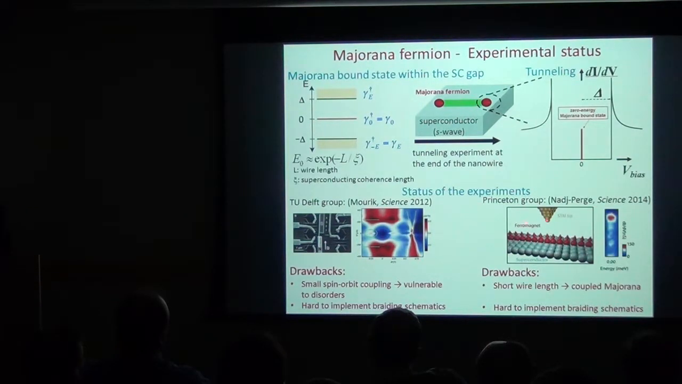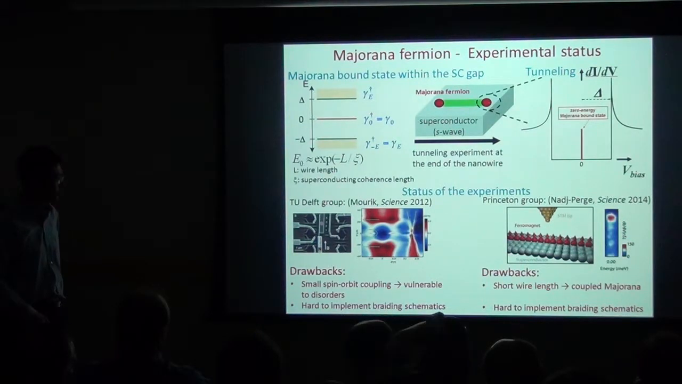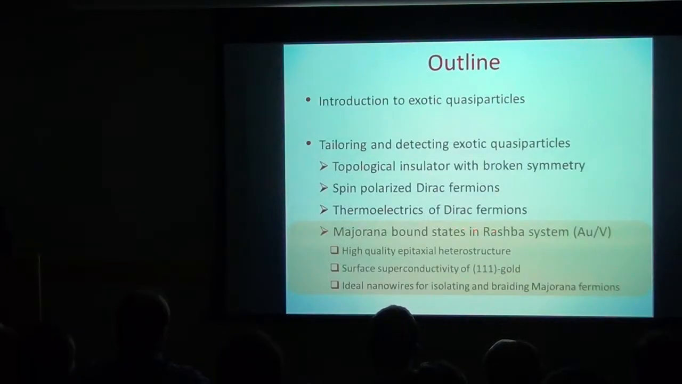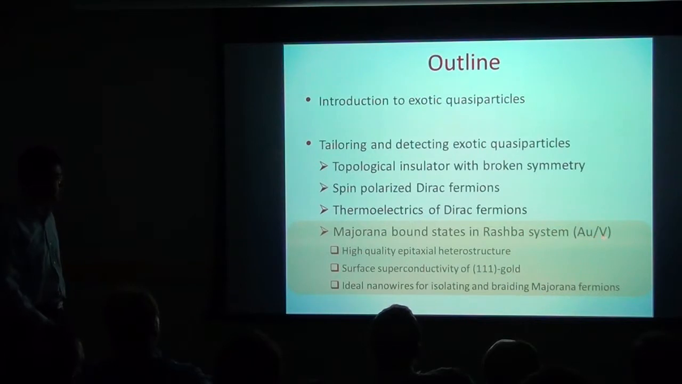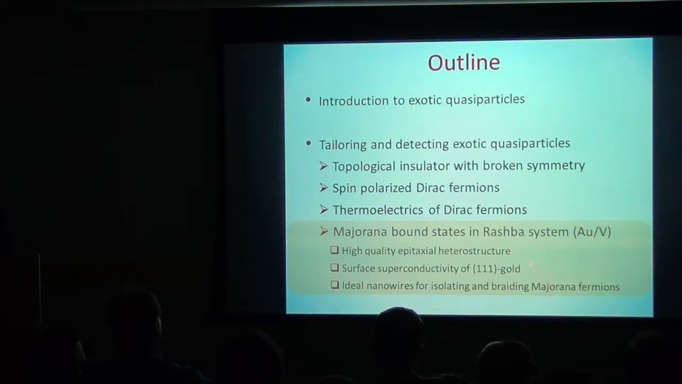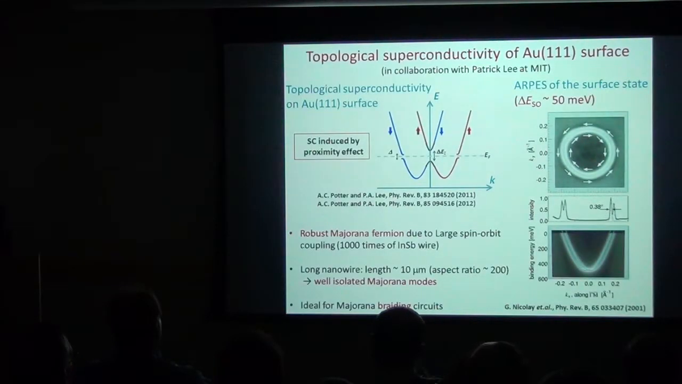Another group is from Princeton. They use self-assembled iron atoms on a superconductor lead to search for Majoranas. However, this approach produced a very short nanowire, about 30 nanometers, and the short nanowire makes Majorana fermions easy to couple with each other. So our approach is different. Following the same idea of epitaxial multilayer growth and nanofabrication, we utilize the gold (111) surface as the platform for Majorana fermions. The theory part of this work is in collaboration with Patrick Lee at MIT.